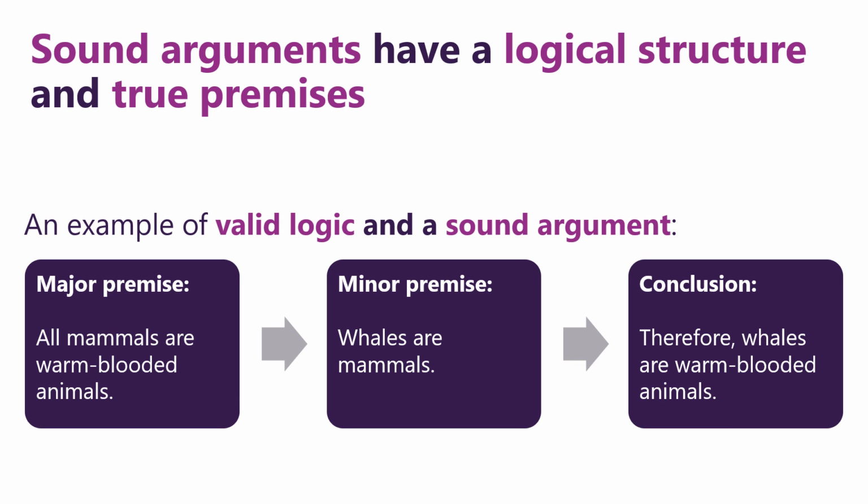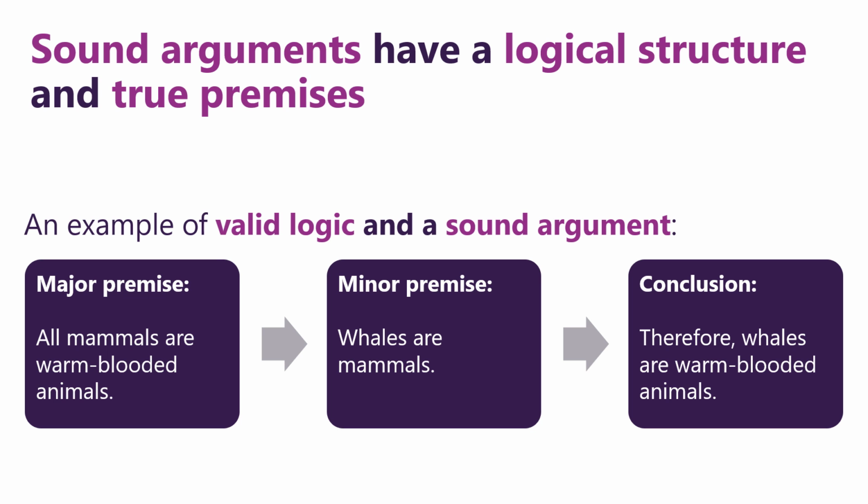So, a sound argument must have a logical structure and true premises. So here is an example of valid logic and a sound argument. We have a major premise that all mammals are warm-blooded animals, and a minor premise that whales are mammals. Our conclusion is that therefore whales are warm-blooded animals. Because of the logical necessity of the conclusion, this argument is valid. And because the argument is valid and its premises are true, the argument is sound.